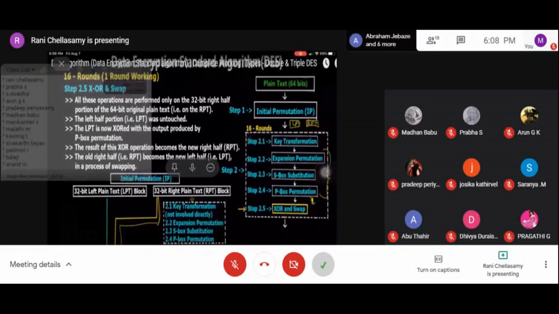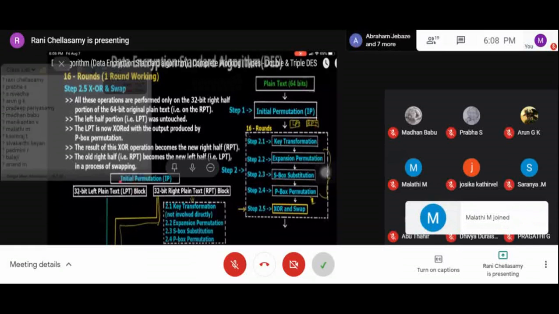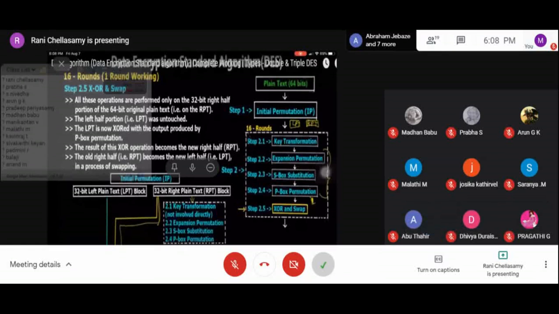See here, the initial permutation IP is divided into a 32-bit LPT and a 32-bit RPT. So with this IP we are dividing into two 32-bit halves. We are only taking this 32-bit RPT into consideration and performing all these steps. We have not touched the LPT. So here at step 2.5, we are going to consider this 32-bit LPT and do the XOR operation with the output of the P-box permutation.